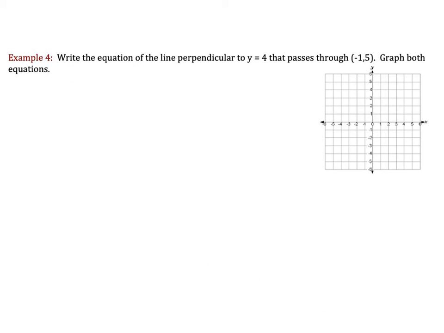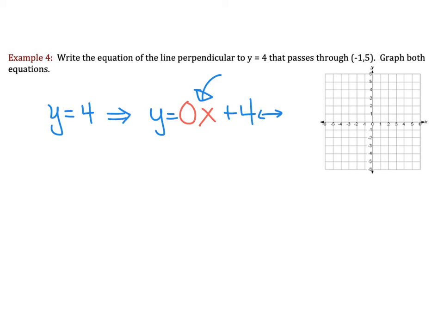Example 4, we are to write the equation of the line perpendicular to y equals 4 that passes through -1, 5, and then we're graphing both of these. So I just need to remind you of a few things. So y equals 4 is the same as, in slope-intercept form, y equals 0x plus 4, since there is no x. So that means that my slope is 0, and it's a horizontal line fixed at 4. So it's going to look like this for y equals 4.